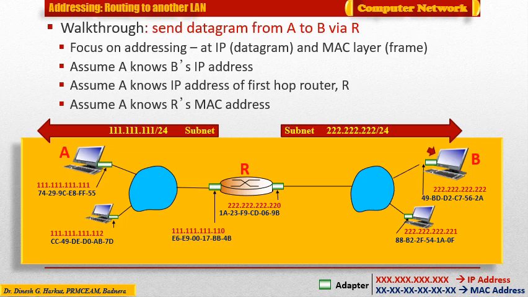Here, host A needs to send an IP datagram to host B, crossing the subnet. We will see how this happens. Here we will assume that host A knows host B's IP address. Also assume that A knows the IP address of the first hop router, and A also knows the IP address of the destination. Similarly, A also knows this first router's MAC address.